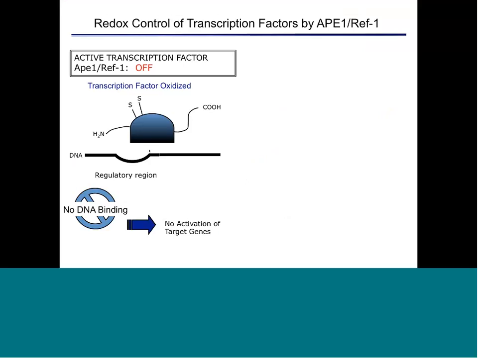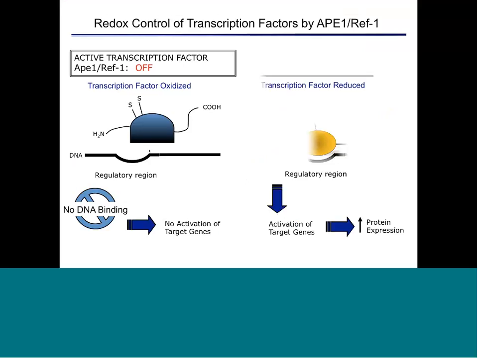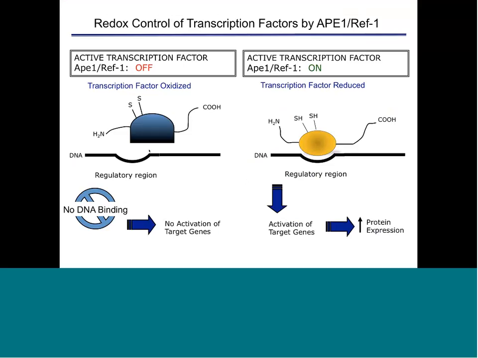In the left panel shown, the transcription factor is oxidized, and there is very little binding to the DNA, and thereby it is not activating its target gene expression. After APE reduces the transcription factor, it can then bind to the DNA, activate target genes, and you'll see increases in protein expression. Some transcription factors that have been shown to be under redox control by REF1 are HIF1 alpha, NF kappa B, AP-1, p53, and I'll show you some data today about STAT3.